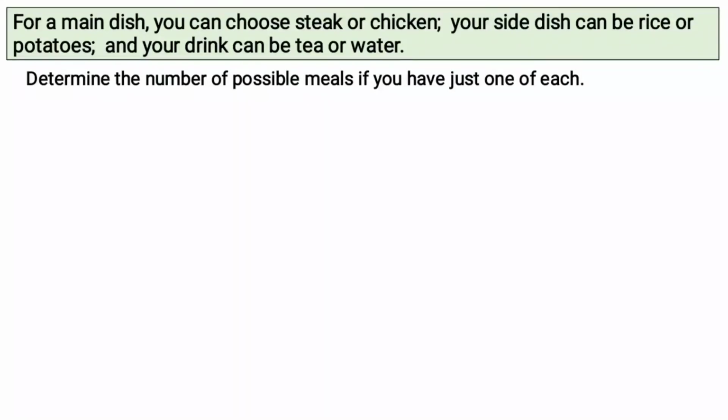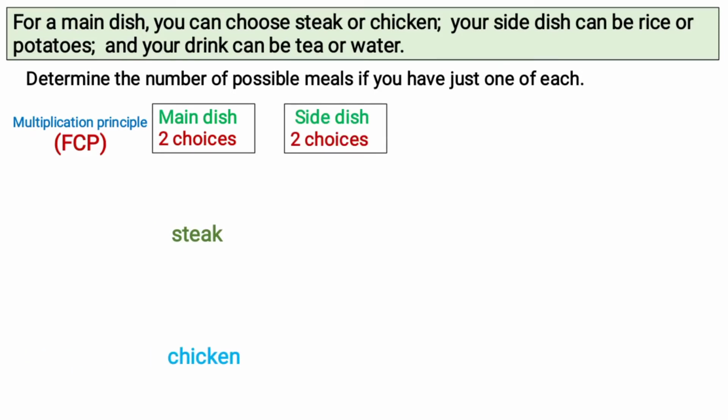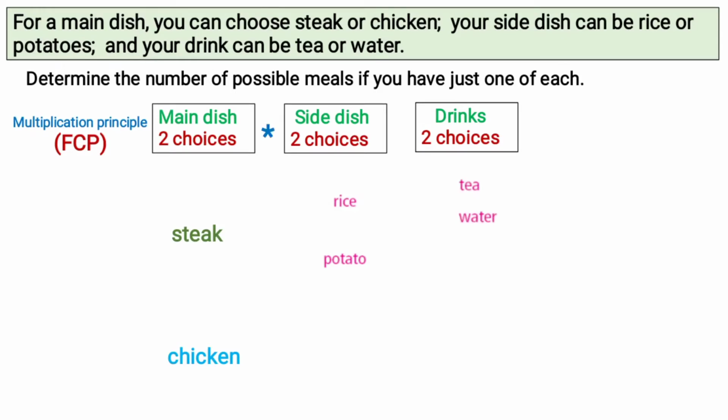Okay, so for this, let us apply directly the fundamental counting principle by multiplying the different events given in the problem. For the first event, we have the main dish. So we have 2 choices. It's either steak or chicken. Second event is the side dish, and we have 2 choices. It's either rice or potatoes. Next is the third event. We have 2 choices, tea or water. Then multiply these 3 events. 2 times 2 times 2 is equal to the total number of possible outcomes of 8 possible meals.